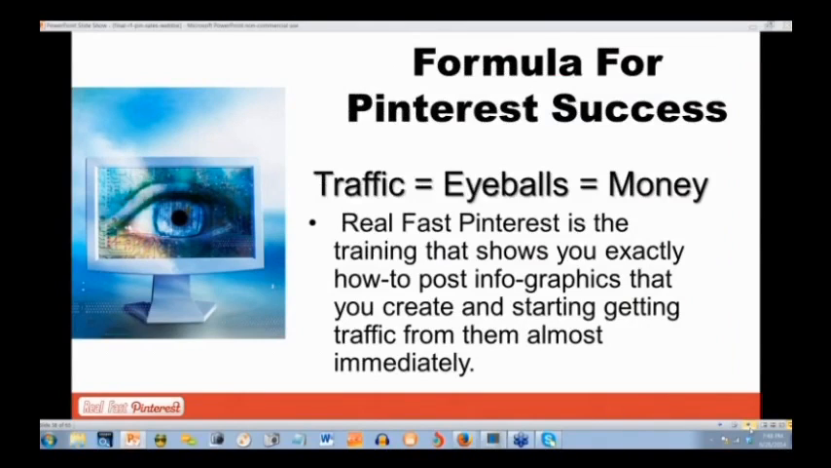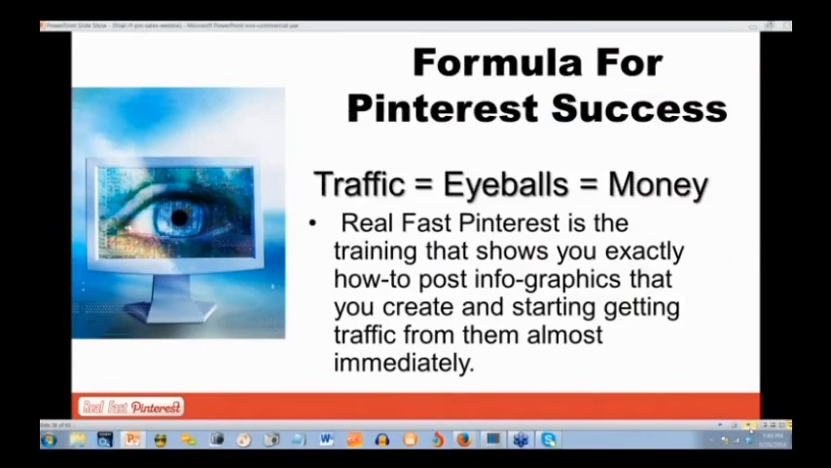But essentially, with Real Fast Pinterest, we show you the formula for Pinterest success. A lot of you have been asking, how do you actually make money with this? Well, here is your answer. Essentially, it's traffic. Traffic can be converted into all kinds of different monetization strategies. For most of you, you'll probably be sending the traffic you generate directly to your Amazon book listings. But you don't have to. You could be sending them to your online offers, or your free special reports or whatever. When you get traffic, that means you're getting eyeballs, and it's the people that have the money. So traffic equals eyeballs equals money.